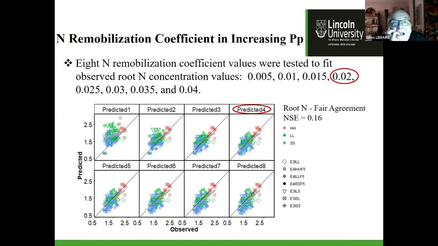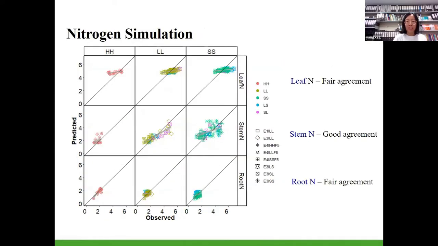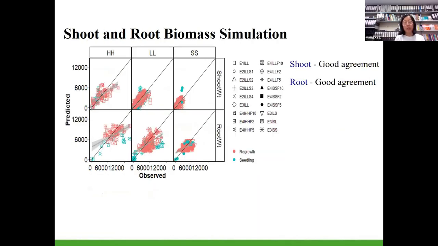Yeah. And so if we put that 2% nitrogen remobilization coefficient into the model, we had an overall fair leaf nitrogen concentration prediction, and also good overall stem nitrogen prediction, and a fair root nitrogen prediction. So implementing nitrogen concentration values into the model actually helped shoot and root biomass simulation. So overall, our shoot and root both showed a good agreement.